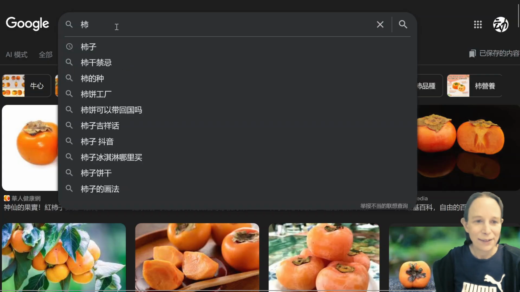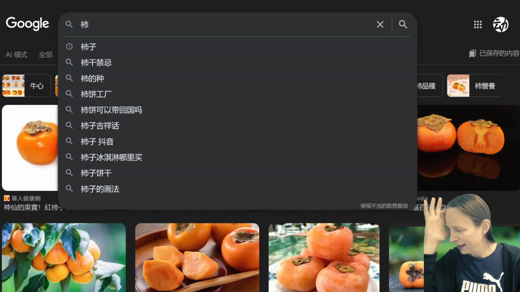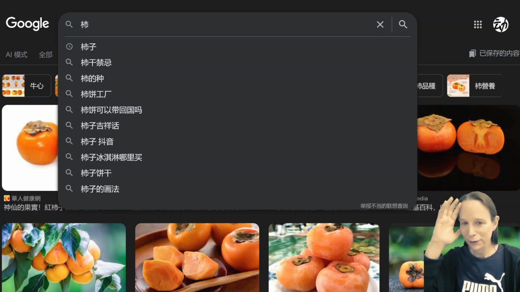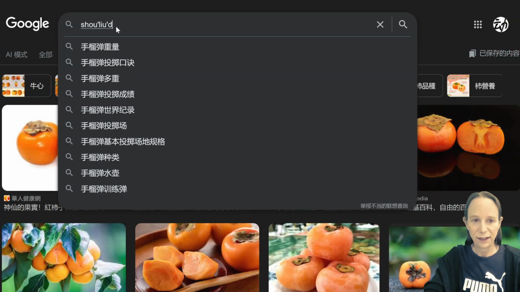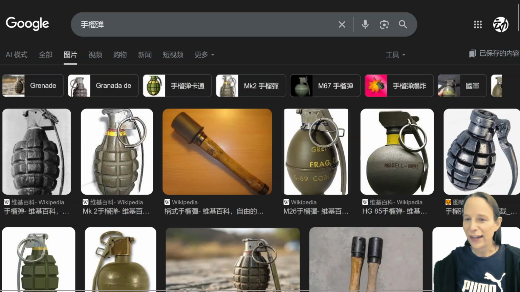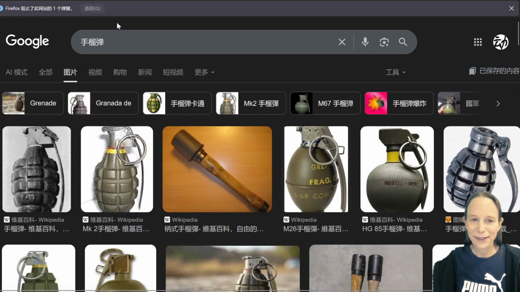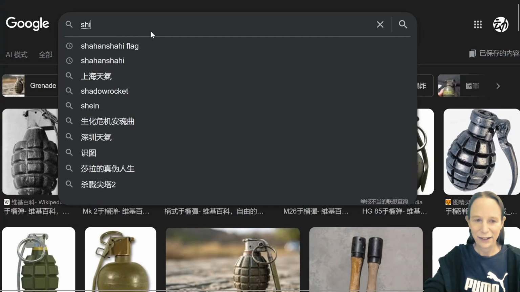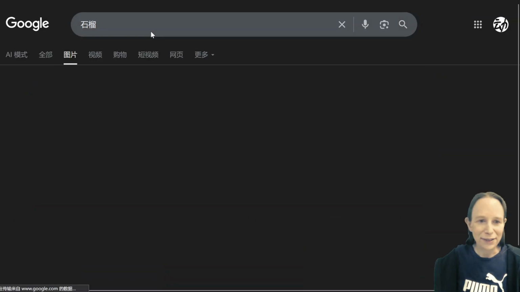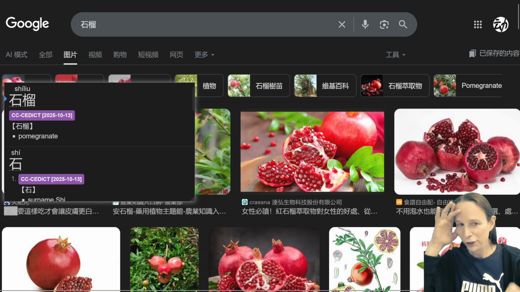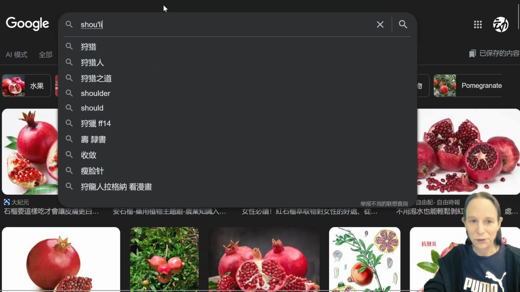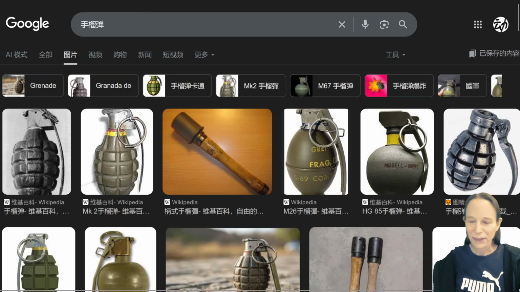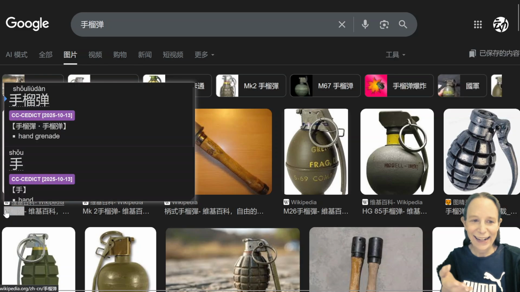There is a word. What is it? Liu shi? No. Zhou liu. Oh, it's not that one. This is grenade in Chinese. This liu is a different one, isn't it? Shi liu, this one. I get these two mixed up. Shi liu is pomegranate and zhou liu dan is a hand grenade. So it's hand pomegranate explosive.